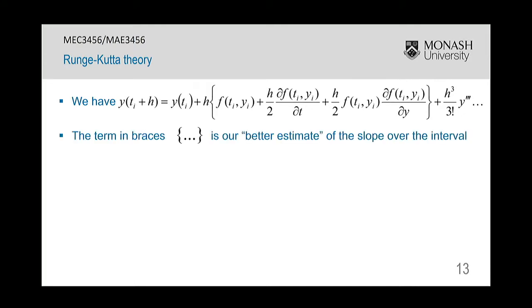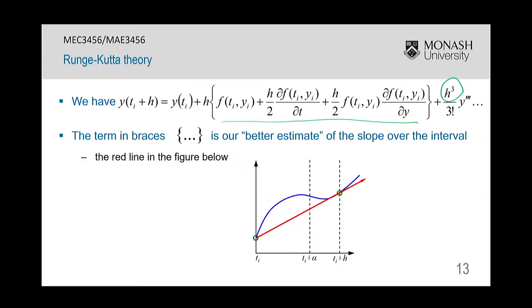So what this means is that this term in braces here, if we can calculate it exactly, is our better estimate of the slope, because if we can use this, we can see that the error is going to scale like h cubed. So that's what we're trying to find, that thing in the brackets there. It's the red line in the figure below. It's the red line that has the slope that if we start here and we follow that slope, we'll end up at the point where we want to be.